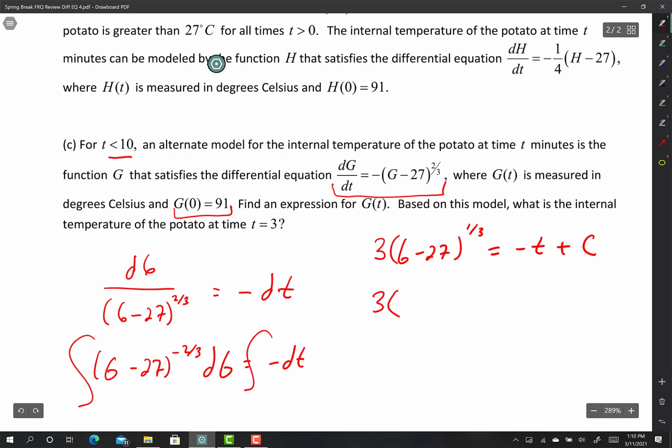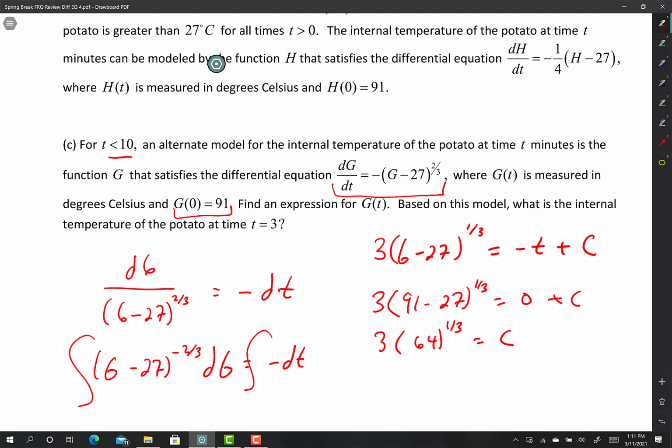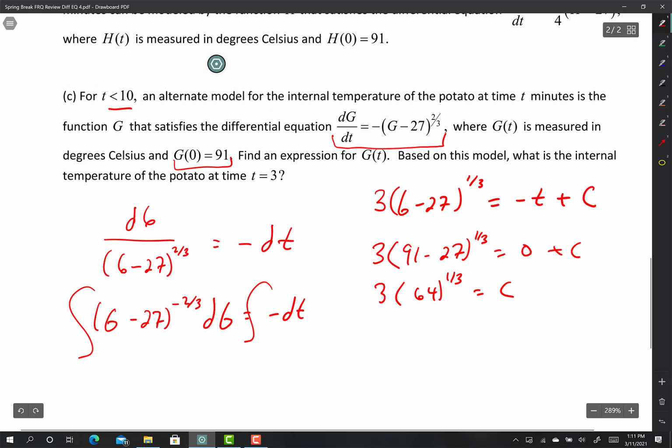When t is 0, g is 91. So 91 minus 27 to the 1/3 equals 0 plus c. So 3 times, let's see, 91, 81, 71, 61, 64. Oh, okay, it's the same thing. Equals c. The cube root of 64. I want to say that's 4. 4 times 4 is 16, and then 16 times 4, yeah, that's 64. So 3 times 4 equals 12. So there's my c value.